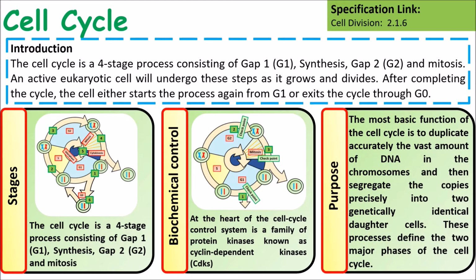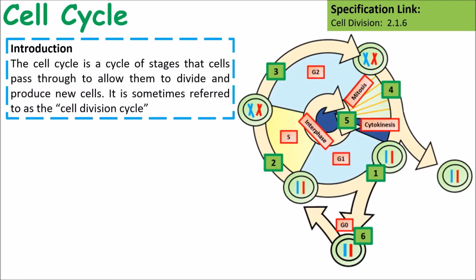And the purpose of it is to produce cells when they need it and ensure that cells are produced so that there are no mistakes in the DNA, so they do not become cancerous, for instance. So the cell cycle is split up into stages that the cell passes through as it's getting ready to replicate.